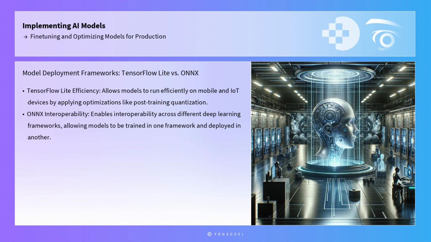TensorFlow Lite and ONNX are two frameworks that facilitate model deployment in production settings. TensorFlow Lite allows models to run efficiently on mobile and IoT devices by applying optimizations like post-training quantization. ONNX, or the Open Neural Network Exchange, enables interoperability across different deep learning frameworks, allowing models to be trained in one framework and deployed in another, optimizing for the best performance across platforms.